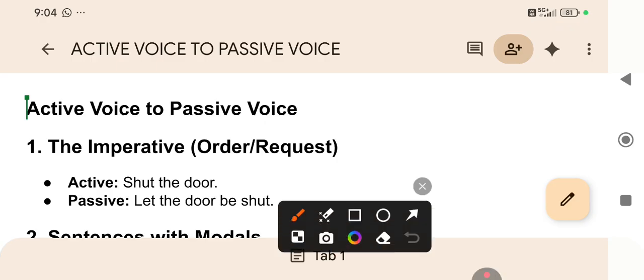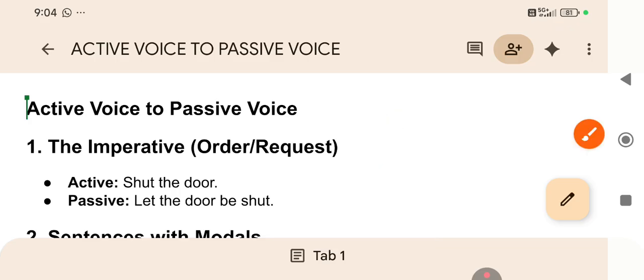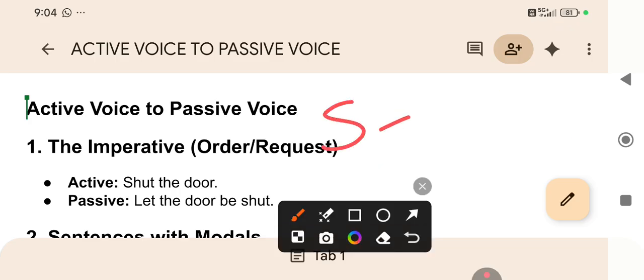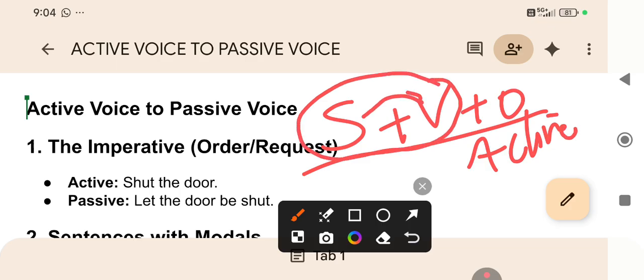First of all, what is voice in grammar? You know that there are two types of voice, active and passive. In active voice, the structure is subject, verb and object. This is the word order in active voice. The subject who does the work is called the doer, right? So here the doer is given importance. First place is of the doer.